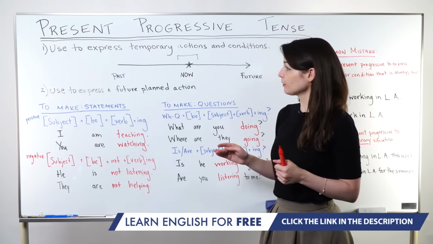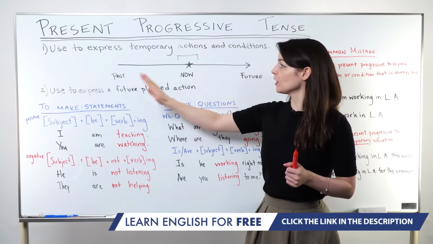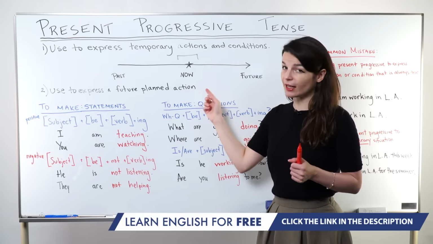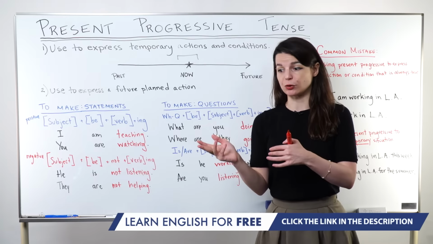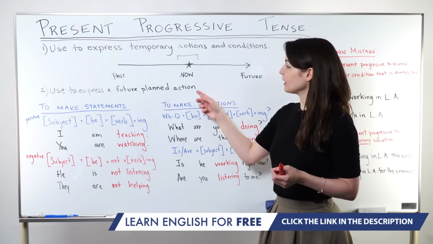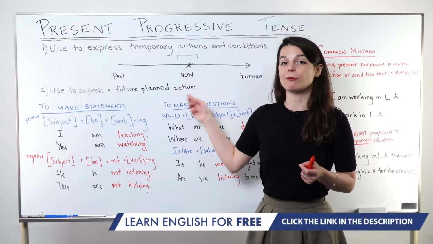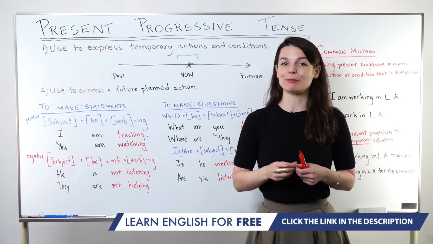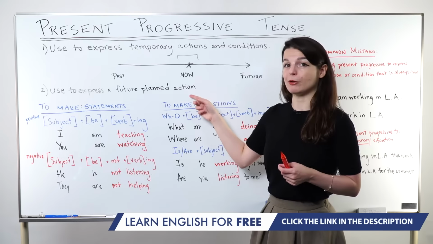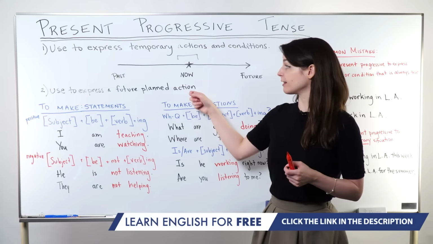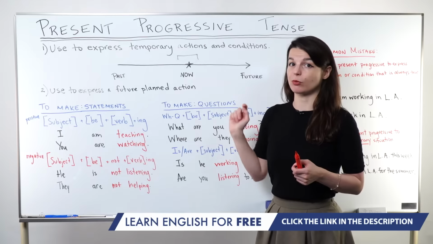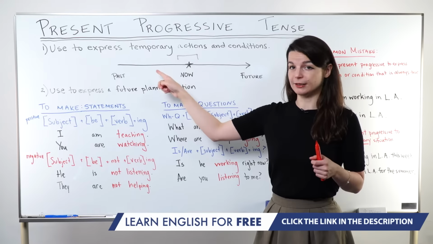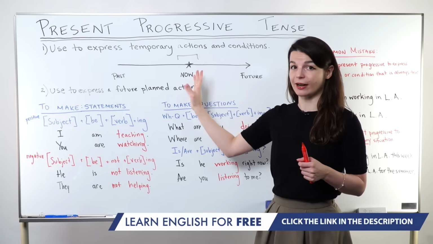We also use present progressive to express a future planned action. We use this in exactly the same way as we use going to or not going to. So if you want some more information about point 2, I recommend you check the simple future tense video on our channel or on our website. You'll find some more information about future tense with going to and a little bit about this use of present progressive tense too. In this lesson, I'm going to focus on use number 1, so talking about temporary actions.